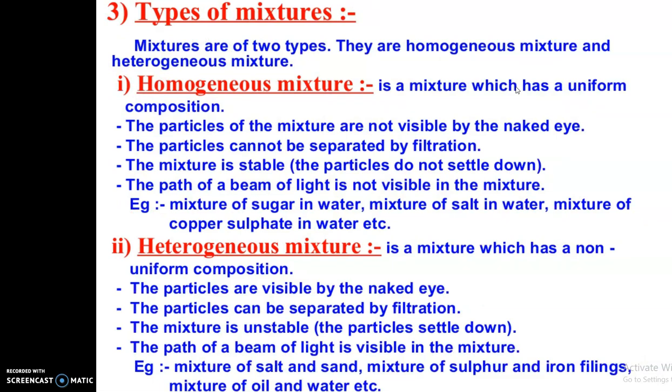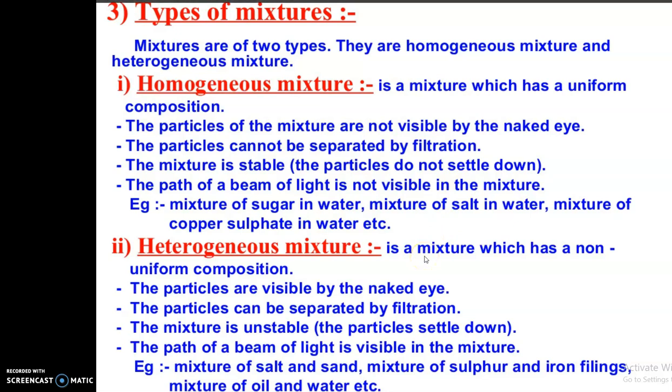We'll see the types of mixtures. They are mainly two types, homogeneous and heterogeneous. A homogeneous mixture is a mixture which has uniform composition. We cannot see the particles in it with the naked eye. We cannot separate it by filtration. The mixture is stable. The path of a beam of light is not visible in this mixture. If we pass light through this, we cannot see the beam of light. For example, a mixture of sugar in water, a mixture of salt in water, etc.